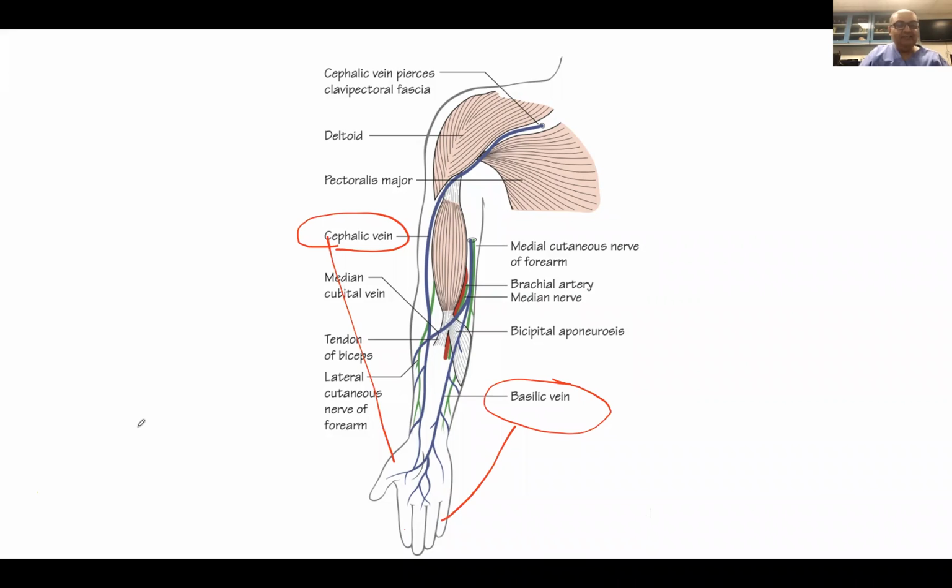Deep arteries have veins, and the veins are on both sides. So they are called, let me draw it for you. Just see here. This is an artery.